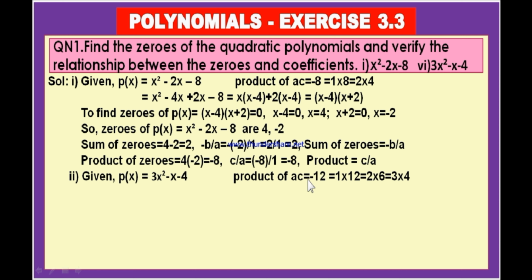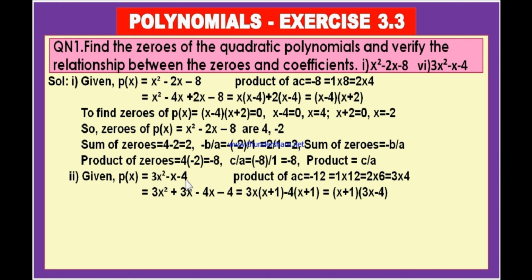It is minus. Since the product has minus sign, the difference of these factors should be equal to coefficient of x. Here what is the coefficient of x? Coefficient of x is minus 1. Now what is the difference of 1 and 12? Not equal to 1. Leave it. What is the difference of 2 and 6? It is also not equal to 1. Leave it. What is the difference of 3 and 4? It is equal to 1. Therefore, let us consider this 3 and 4 to get minus x. This is equal to 3x square. In order to get minus x, take plus 3x and minus 4x.